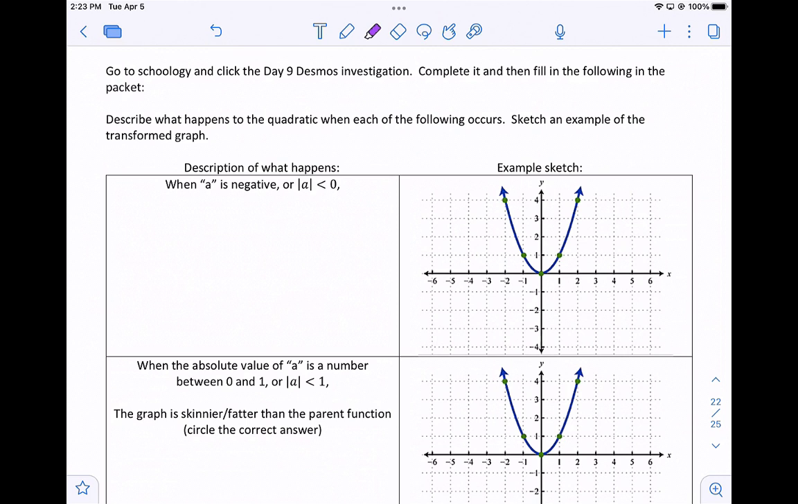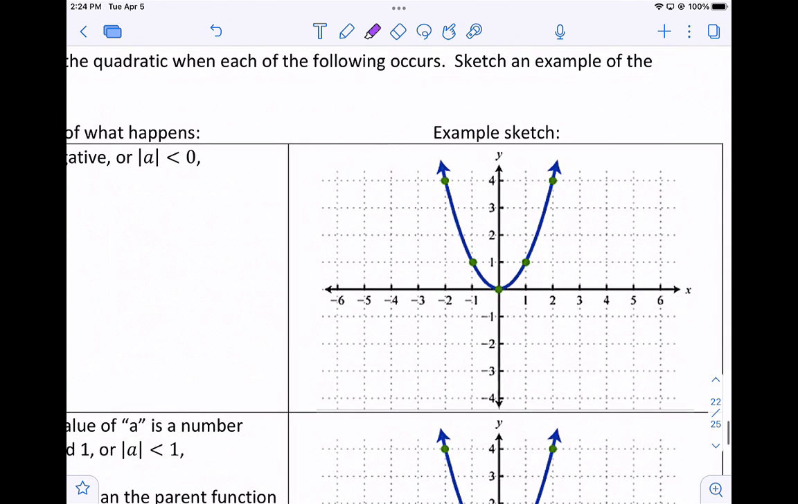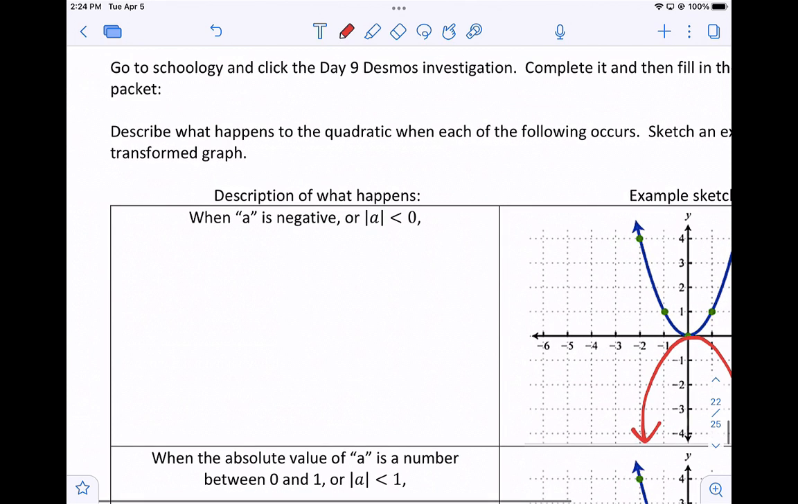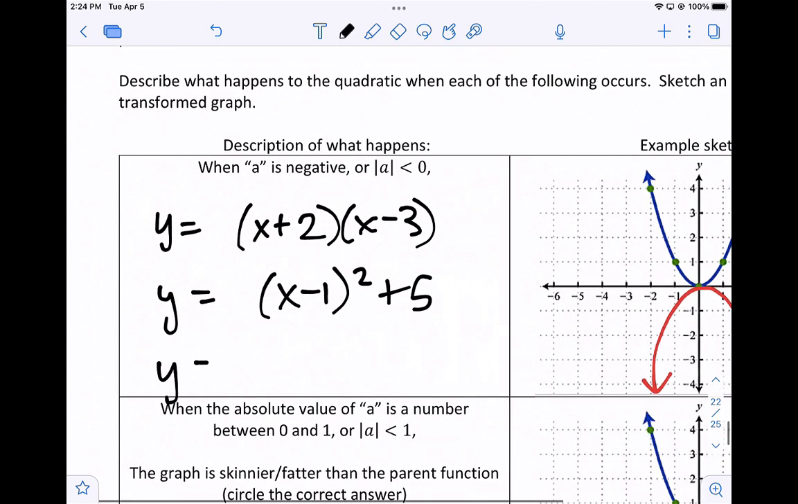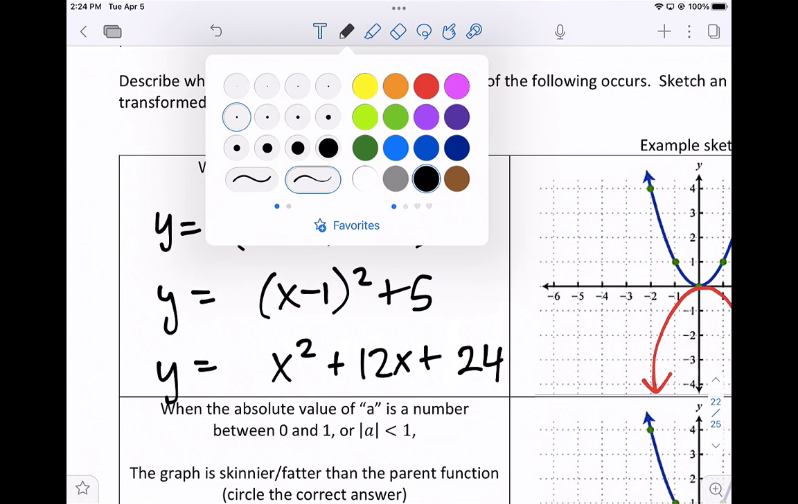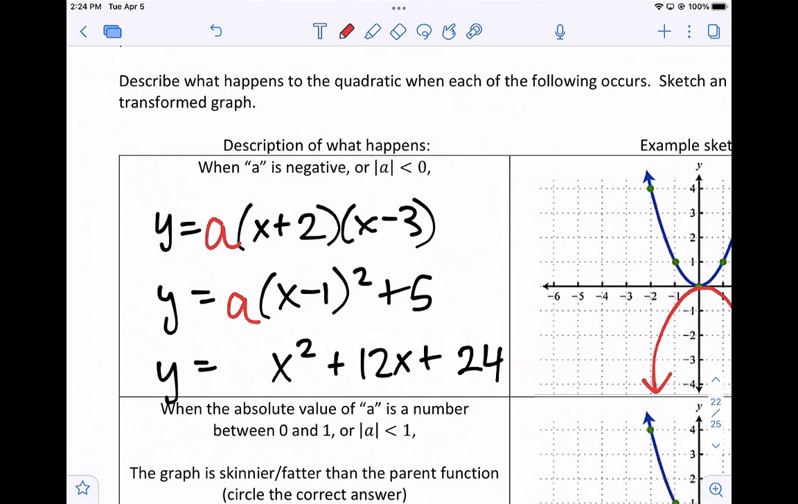So when a is negative, or less than 0, what happens is it flips upside down. So whenever you have any graph where the a value is negative, I'll just write 3 examples of when it would be negative. So y equals, what if we had like (x plus 2)(x minus 3), this is factored form. What if we had y equals negative (x minus 1) squared plus 5, this is vertex form. What if we had y equals negative x squared plus, I don't know, 12x plus 24. This is standard form. And again, here's where the a value would be, this number in front.